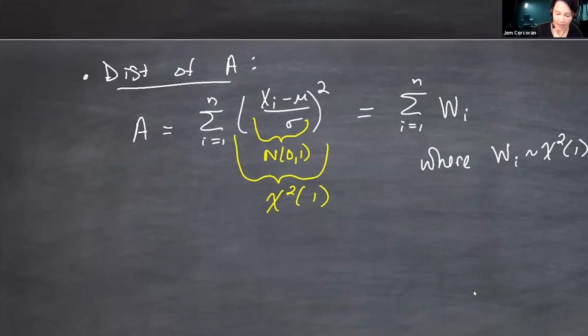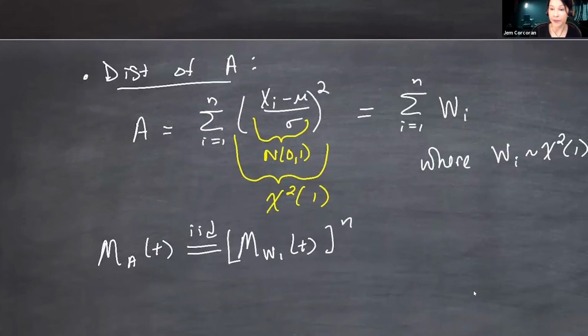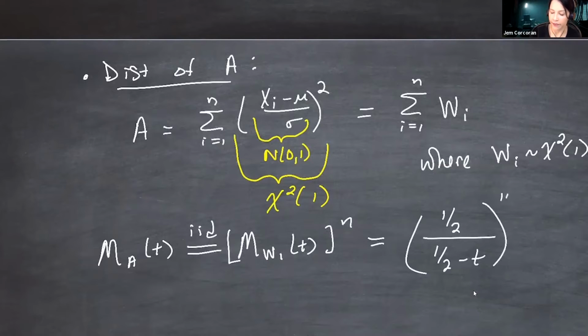So if I want to look at the moment generating function for A, this is a sum. Because things are IID, the moment generating function of this sum is the moment generating function for one of these guys raised to the nth power. And the chi-squared 1 is a gamma 1/2, 1/2. So if you go to your table and grab the gamma moment generating function, get that to the nth power. And this holds for t less than 1/2.